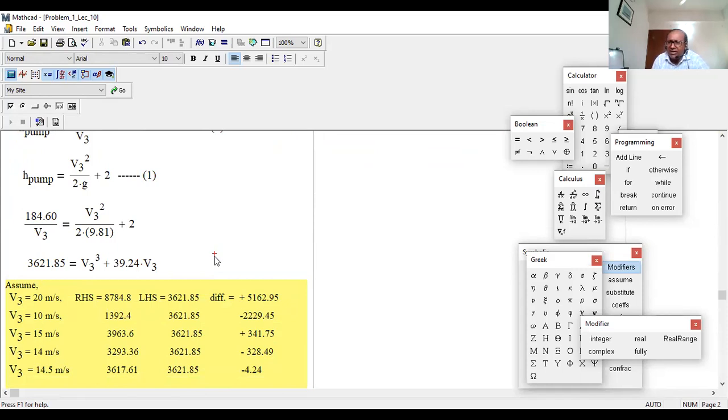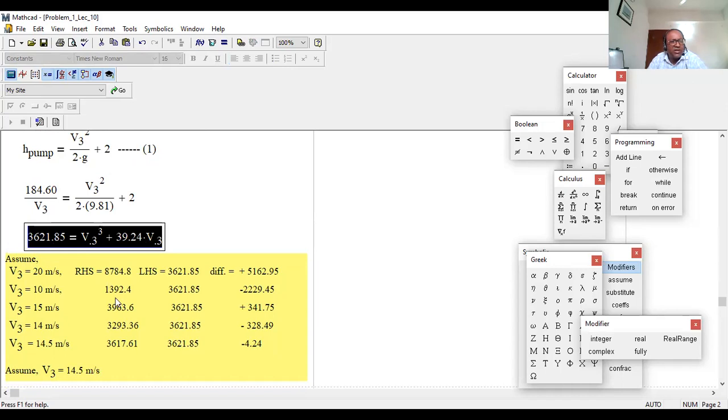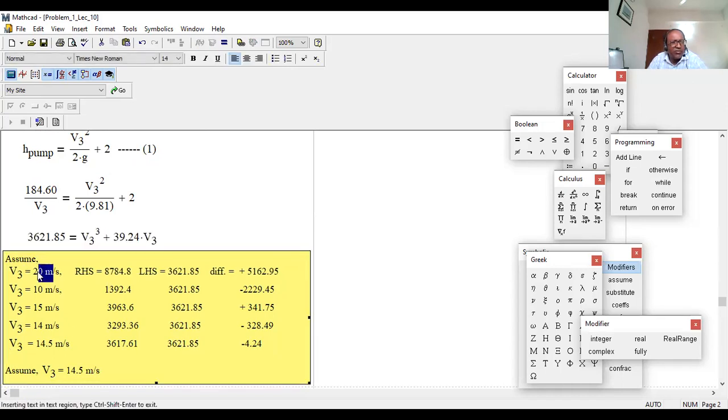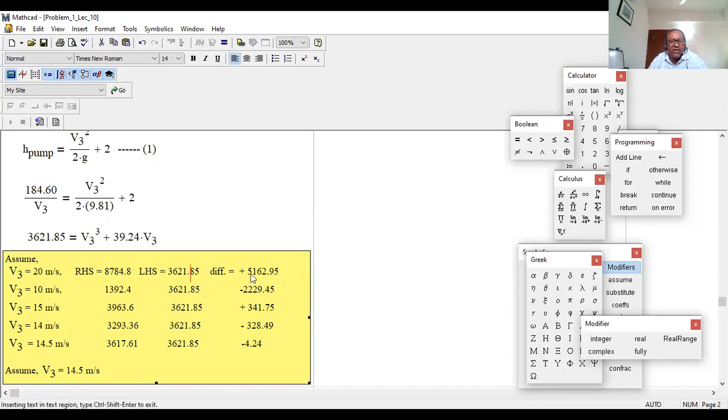So I can say right over here that you use just your calculator, but I'm not saying you need to know that; through 2 years you learn the mathematics. What is the application of it? So right over here is the application. I don't know what is the real value of V3. So I am assuming that my value is 20 meter per second. The left side value will not change. I make 2 columns, right side, left side, and the difference. So you put 20 meter per second right over here, you get this value. Left side, you get this value. What is the difference? Still high.